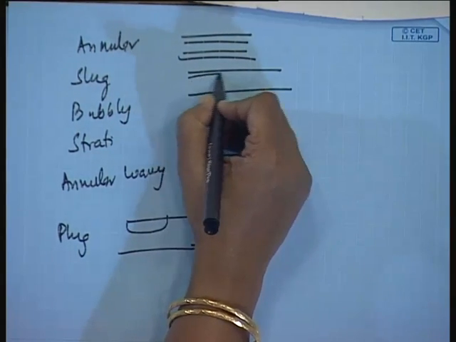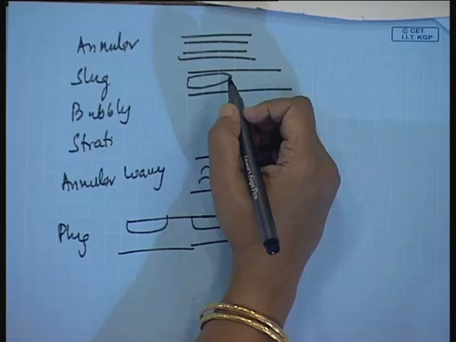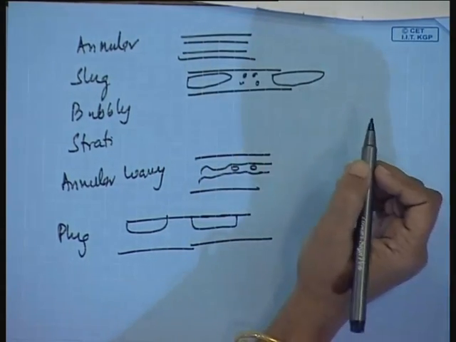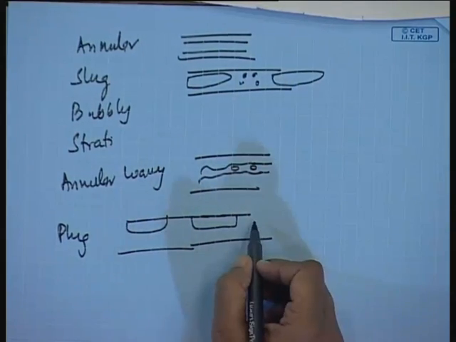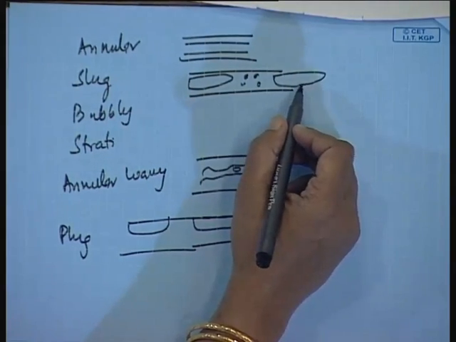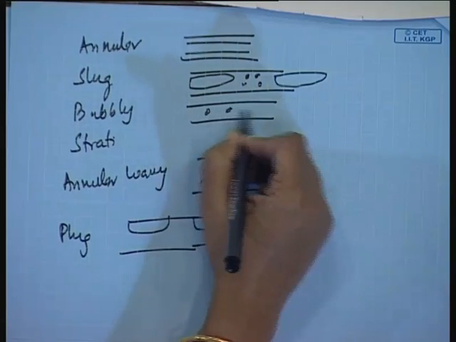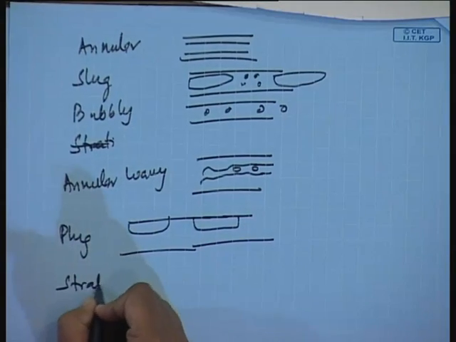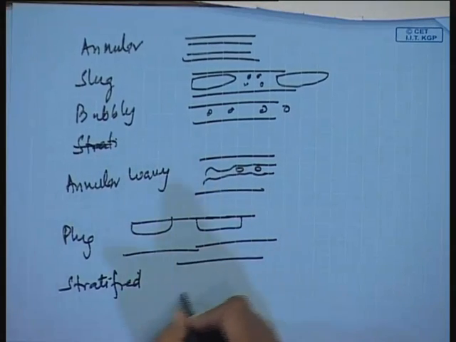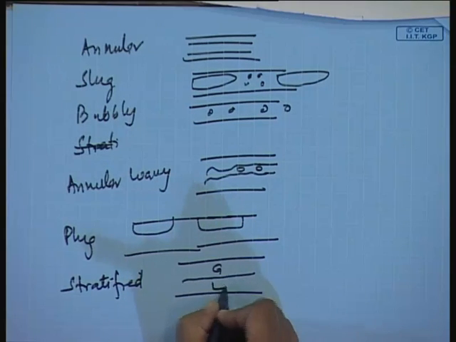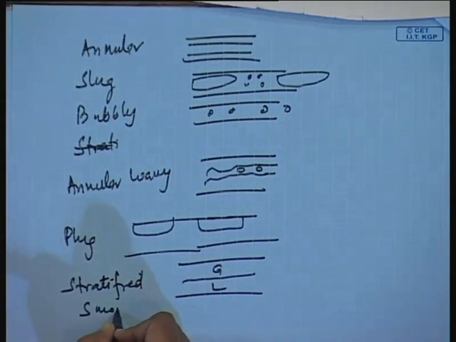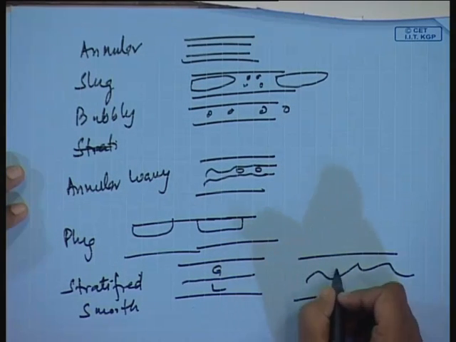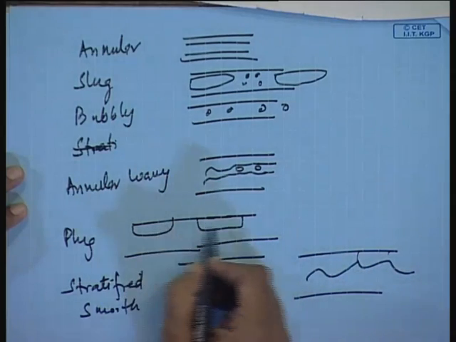And what is the slug flow pattern? In the slug we have something of this sort, with a lot of aeration. The difference between the two is that here there is no aeration, and here there is aeration. Then we have bubbly. Bubbly is very simple, we have a lot of bubbles of different sizes and shapes. After that we have stratified flow patterns. Now stratified, there are two types: this is gas, this is liquid, this is a smooth stratified flow pattern, and we can also have a wavy stratified flow pattern. These waves finally touch the wall and give rise to the plug flow pattern.